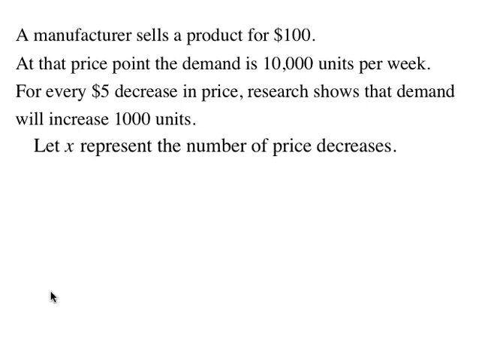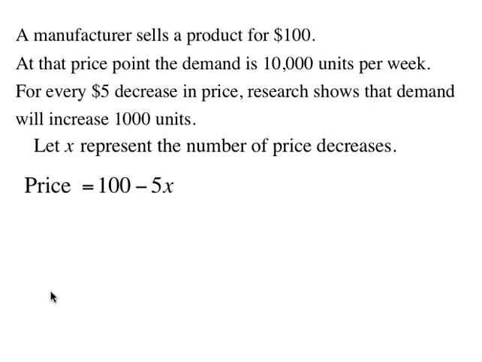We're going to define x as the number of price decreases. So if there's one price decrease, it'll go from $100 to $95. If there's two price decreases, it'll go from $100 to $90. So our price is 100 minus 5 times the number of price decreases.